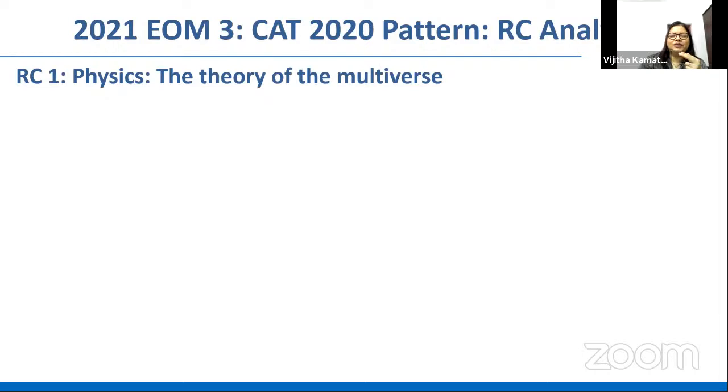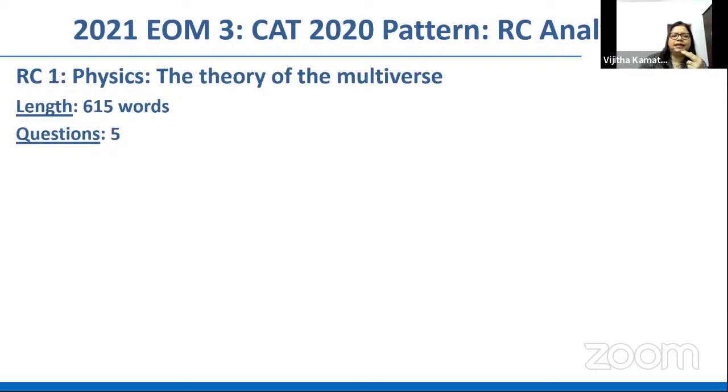RC1 had to do with physics: the theory of the multiverse, a universe that's constantly expanding, and the multiple universes that we are talking about. So, yes, physics, a bit of quantum physics, and therefore slightly heavy language with jargon. For a student without a physics background or without a strong comfort with reading science articles, this might have been a little challenging because the first few paragraphs did involve some close reading.